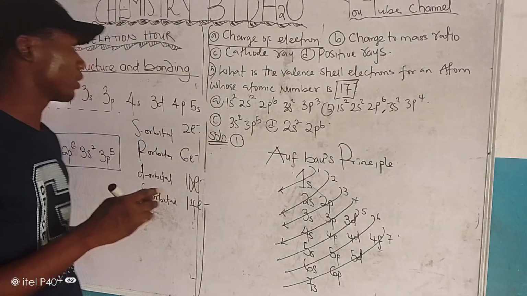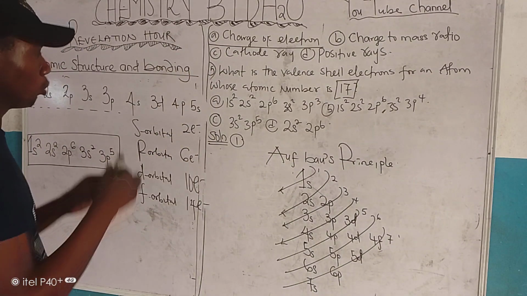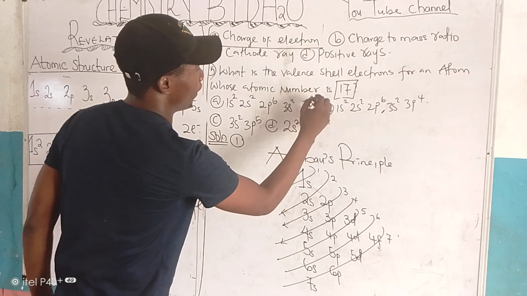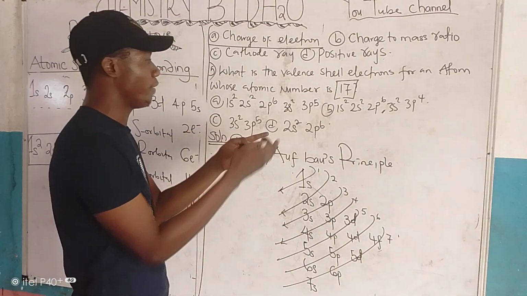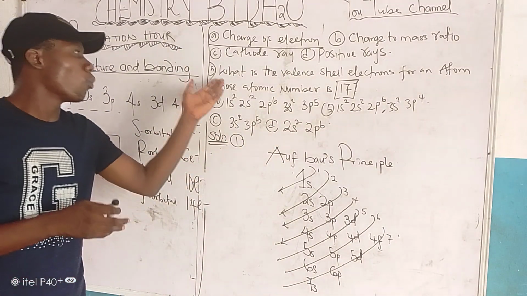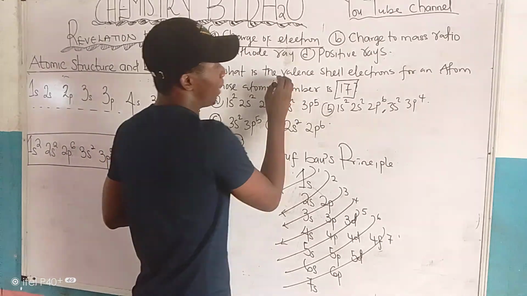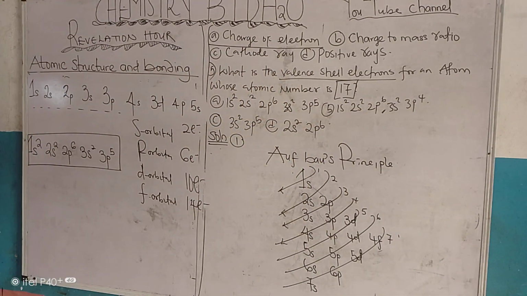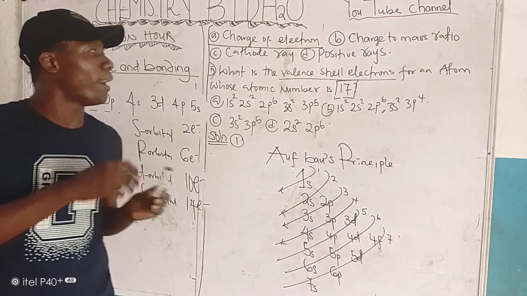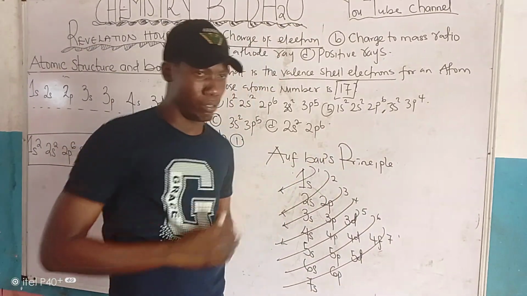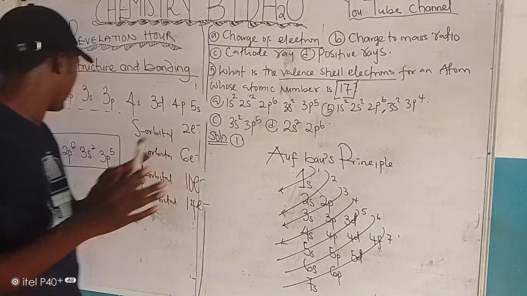Now, many students will be quick to shade option A. Peradventure, this one is 5. If you shade this, you have failed it. Because the question says, take note of this, valence shell electrons for an atom whose atomic number is 17. So they are not talking about the atomic number of this atom. They are talking about the electronic configuration for the valence shell electrons. And if you have that, you have to be very careful.